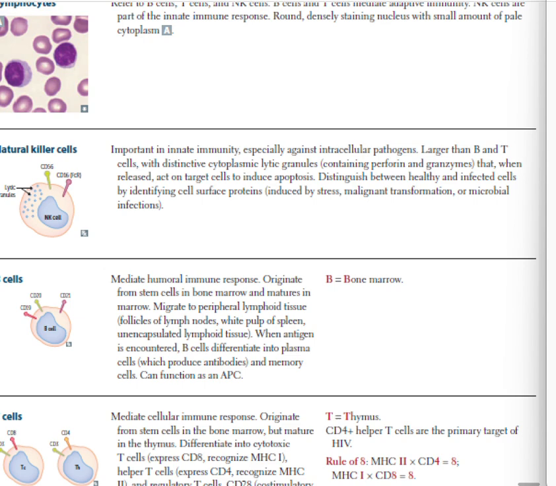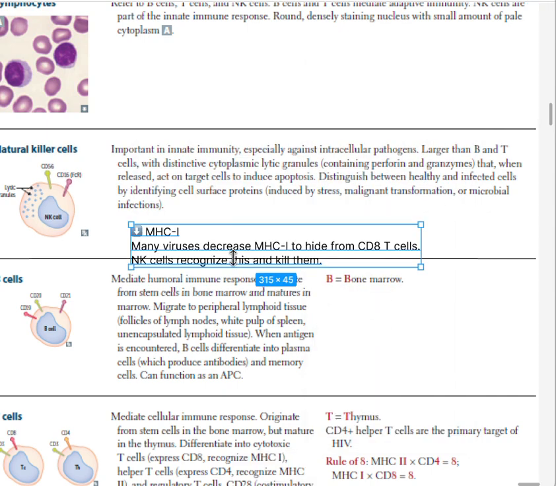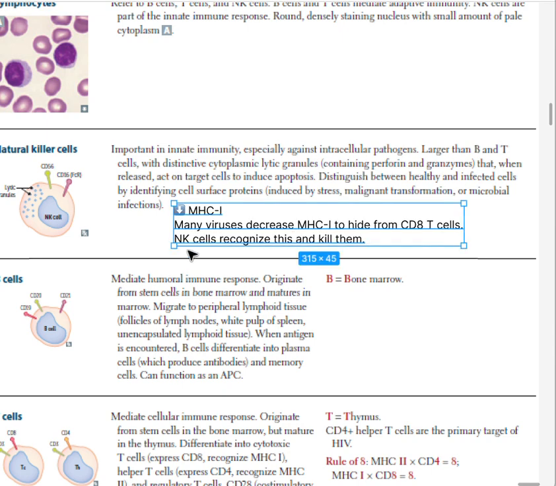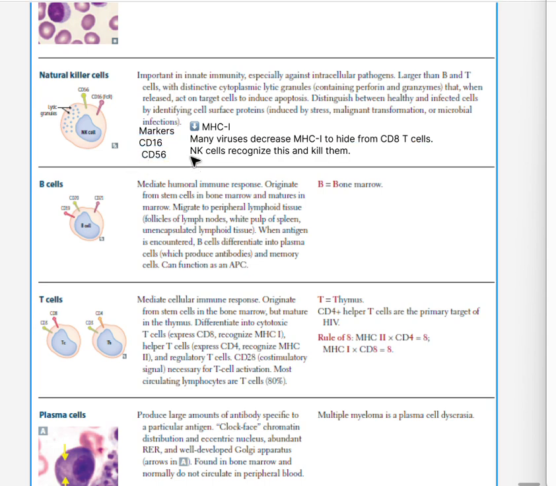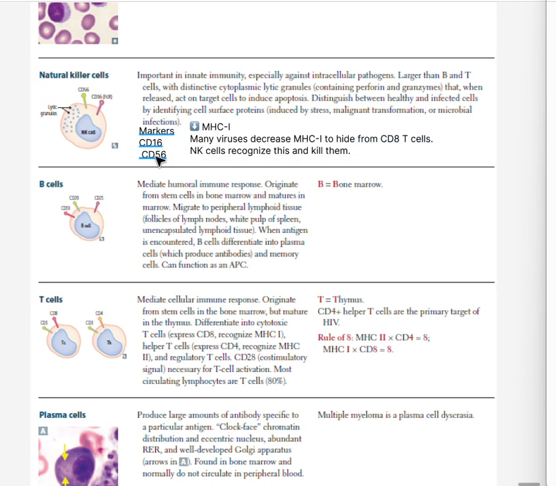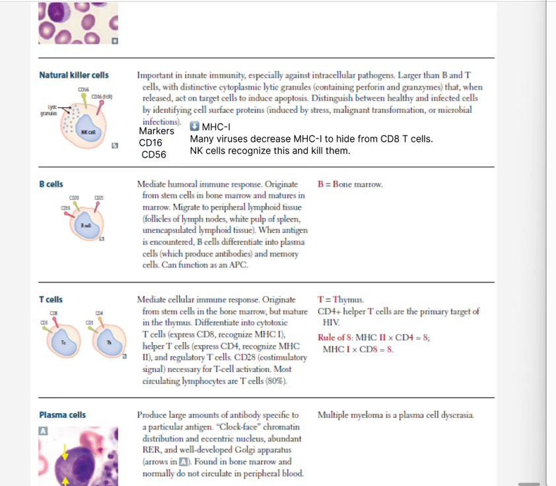Whenever some cells lack the MHC1s, many viruses decrease MHC1 to hide from CD8 T cells. NK cells recognize this and they kill them. They have two markers, the CD16 and CD56, right? They're not just markers used to identify NK cells, these are very important in both medicine and research. NK cell markers are CD16, CD56, and also CD3 negative, by the way. This helps to distinguish them from T cells, which are CD3 positive, because NK cells are CD3 negative.